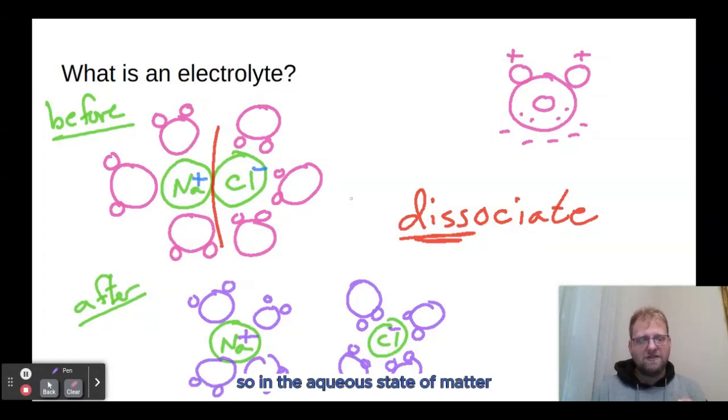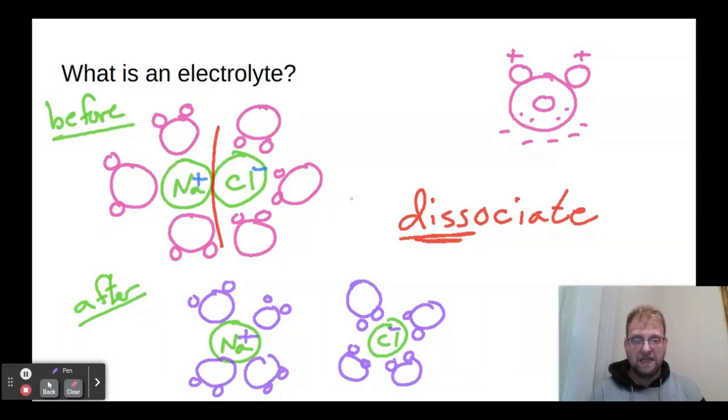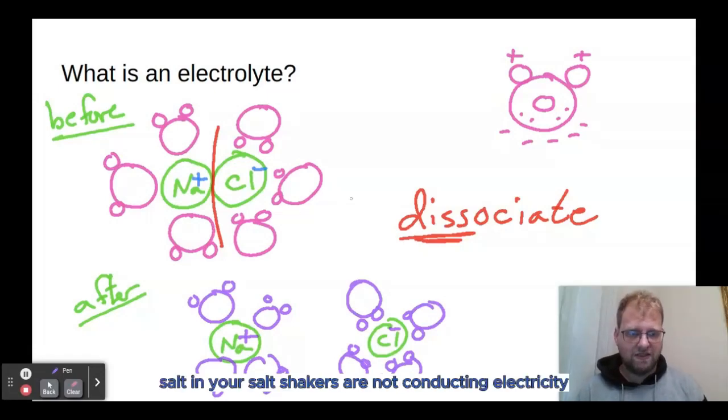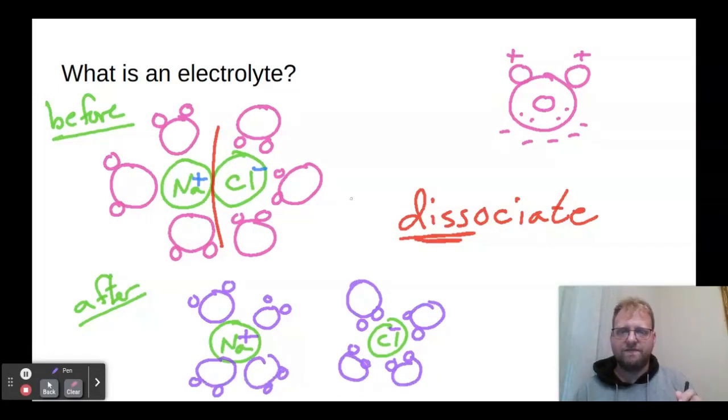So in the aqueous state of matter, ionic compounds have the ability to conduct electricity. In the solid state of matter, they do not. Salt in your salt shaker isn't conducting electricity. Salt dissolved in ocean water is conducting electricity.